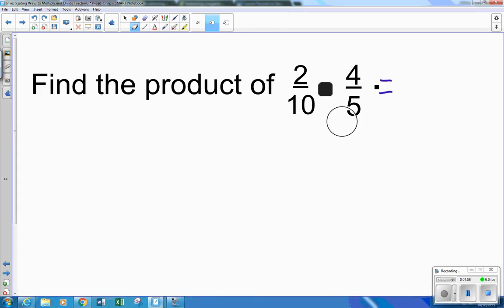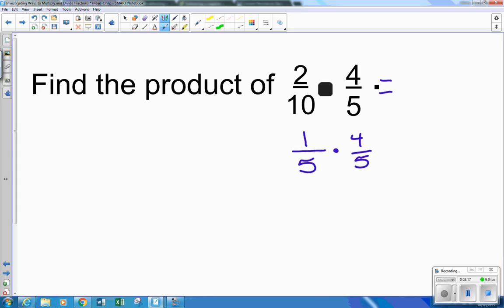If I say, okay, first I'm going to look here. Is there a number that goes into 2 and 10? Yes, there is. 2 goes into both of them. So 2 divided by 2 is 1, and 10 divided by 2 is 5. Again, what I'm doing is making the problem a little smaller. This one I didn't touch. I didn't touch this fraction, so it stays 4 over 5.